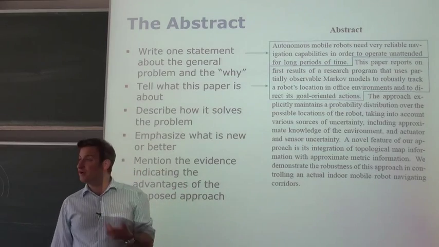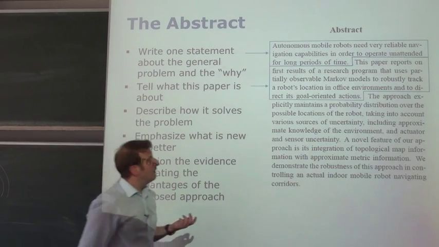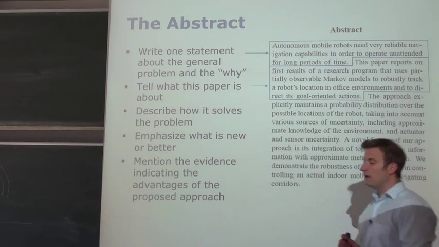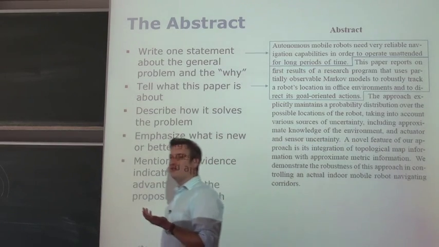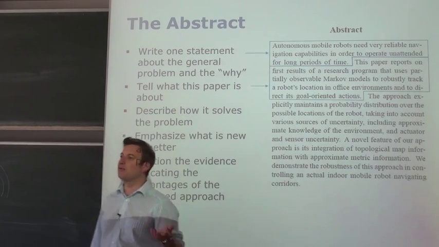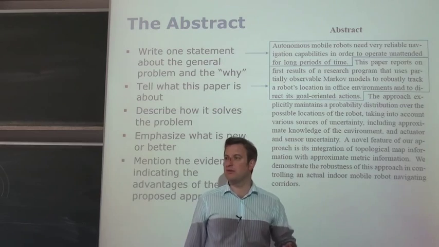We even have an idea on how it's doing that by using partially observable Markov models, which is a special kind of probabilistic model. And besides estimating just where the robot is, it also is able to generate actions that are goal-directed. That means that guide the robot, for example, to a goal location.